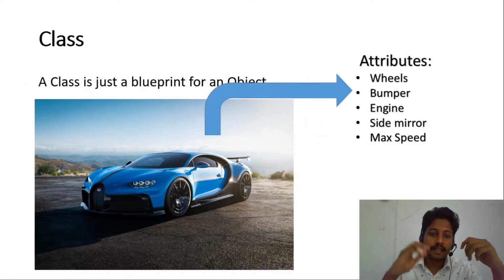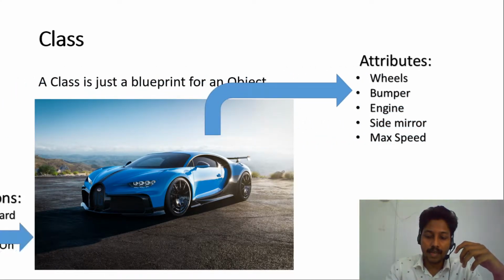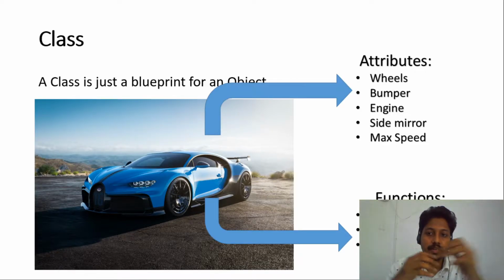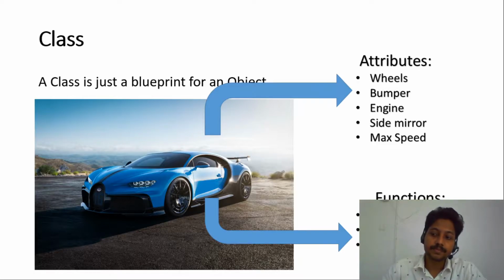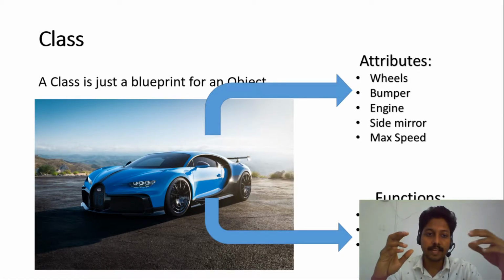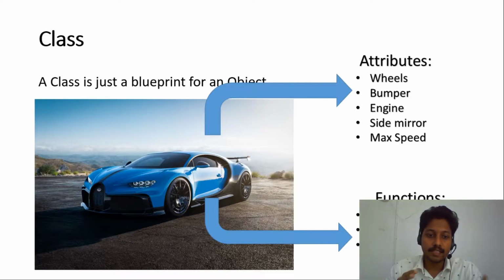Now, in an object there are attributes and then there are functions, which are called methods. So in this car example, let's see what the attributes are. First, about attributes: for a car there are wheels, there is a bumper, there is an engine, there are two side mirrors and a maximum speed, etc. So these are the variables that can be stored inside a class for the example of this car.